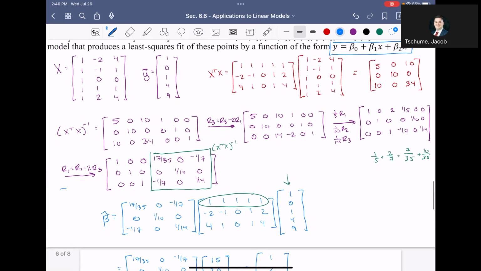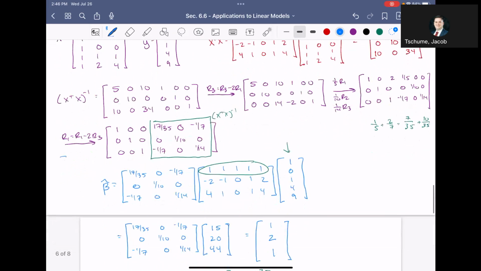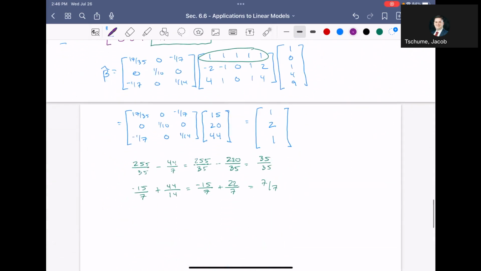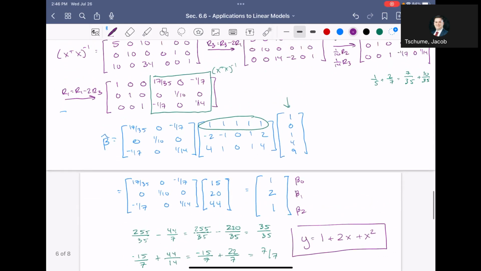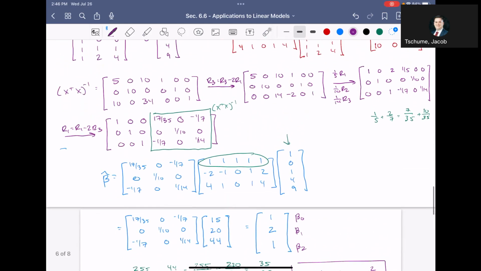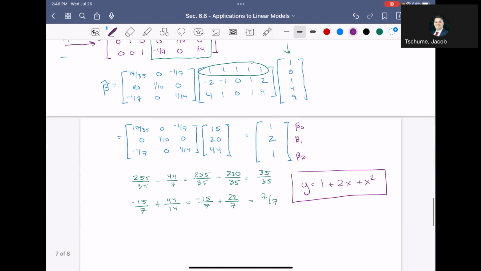You may not have thought it was ever going to get there, but going through the process and finding each thing, we have just found our beta naught, our beta 1, and our beta 2. So thus, the best quadratic equation that fits the mold of those points I gave you earlier would be y equals 1 plus 2x plus x squared. That is your quadratic regression formula. And so a lot of number crunching. So we don't do a whole lot of problems in these sections because they take a while to compute by hand.